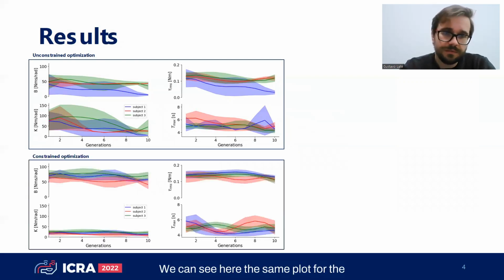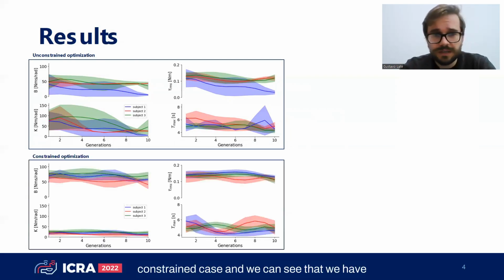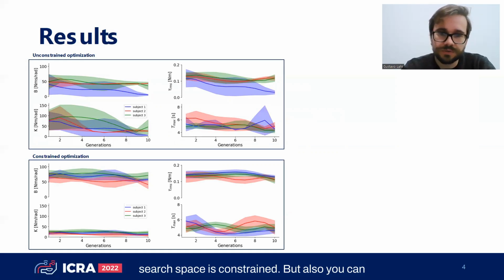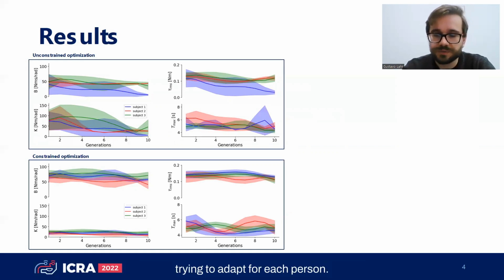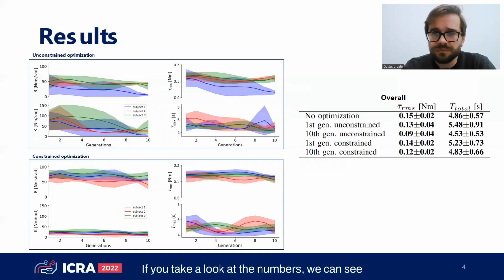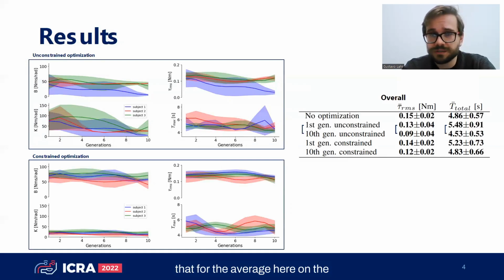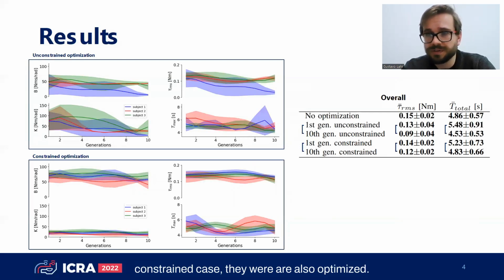We can see the same plot for the constrained case, and we have a smaller uncertainty region because now our search space is constrained, but you can also see differences because the controller is trying to adapt to each person. If you take a look at the numbers, we can see that for the average in the unconstrained case we achieved optimized values. For the constrained case, we are also optimized.